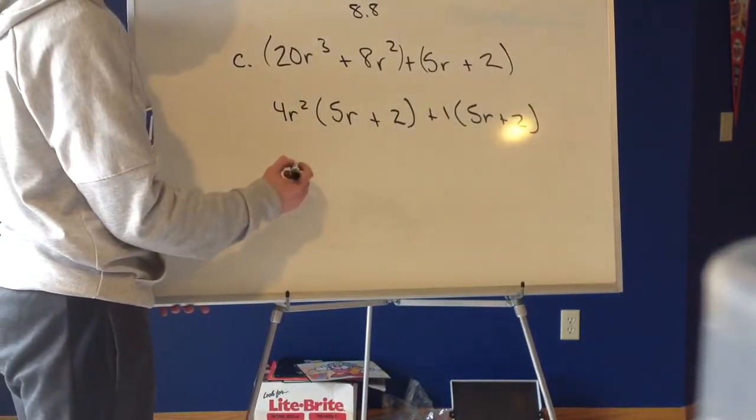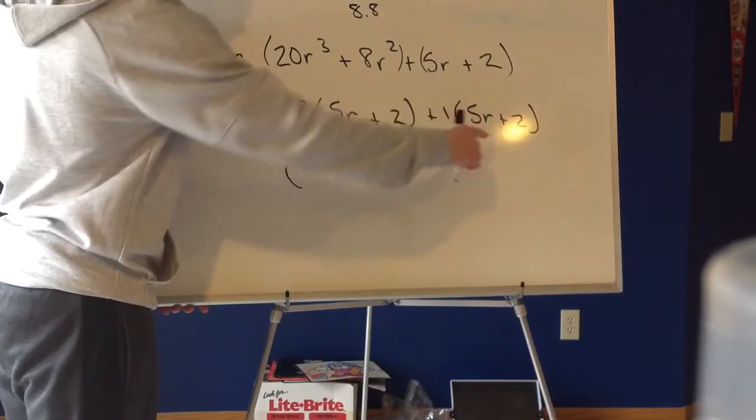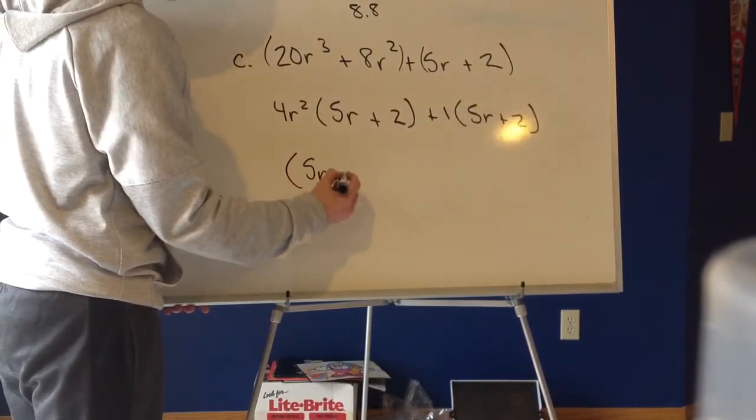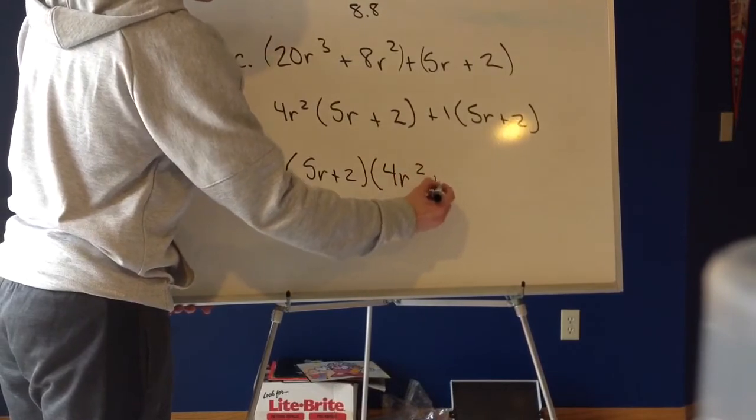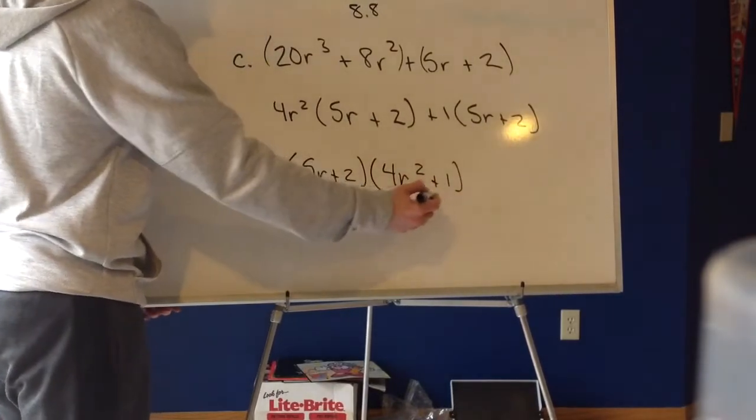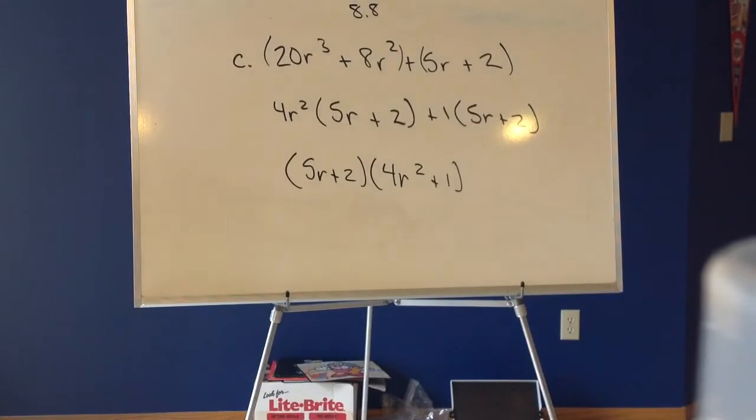Last but not least then, the one that's the same will be one of our parentheses, and then the GCFs will be our other parenthesis. Again, that's why we need it, otherwise you wouldn't have anything to combine with the 4r squared.